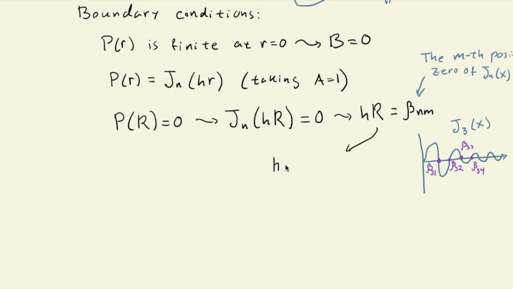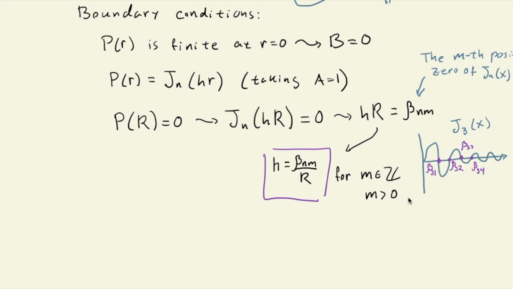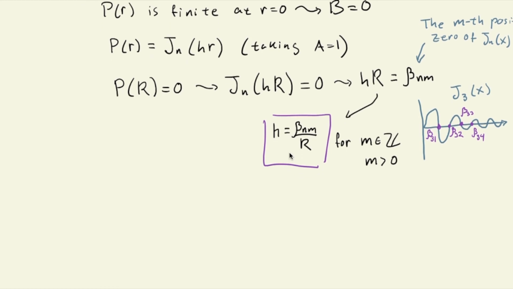H has to be equal to beta n m divided by r, for m some positive integer. It starts at 1. All right, and so this determines a few things. It determines the formula for p, so p n m of r. Right, so we chose the number n and the number m to figure out which of the zeros the h was related to.